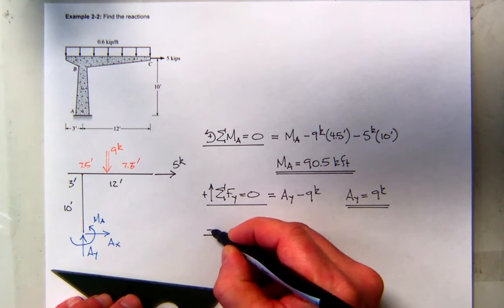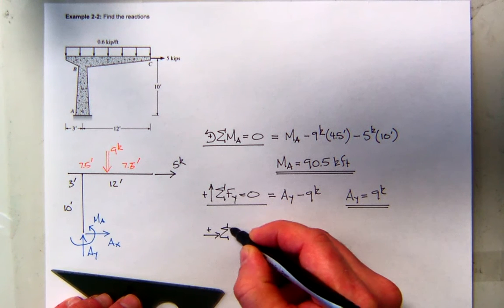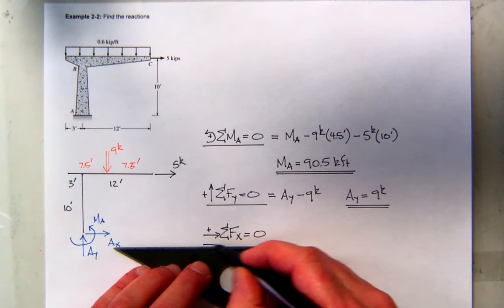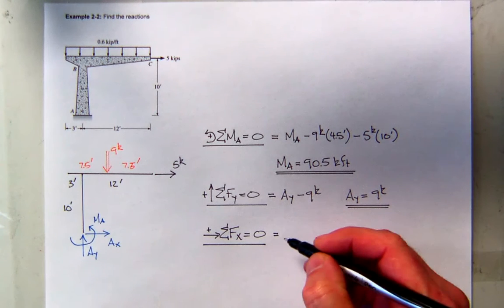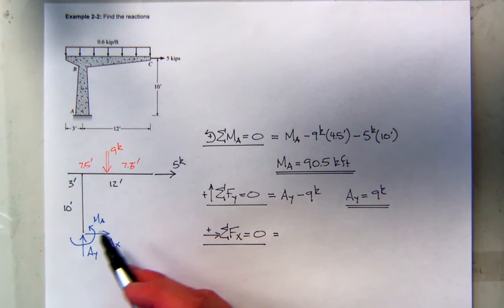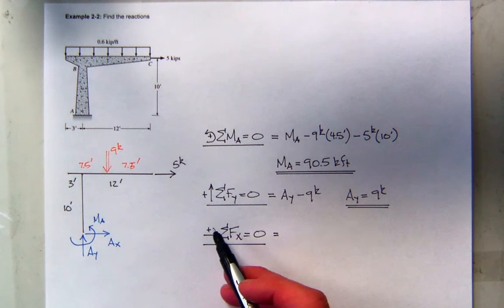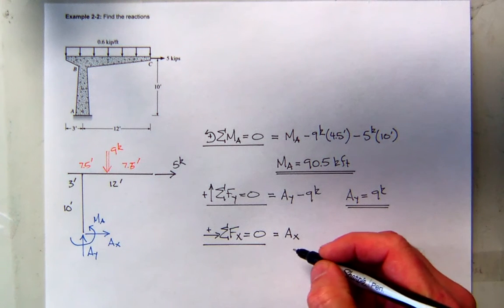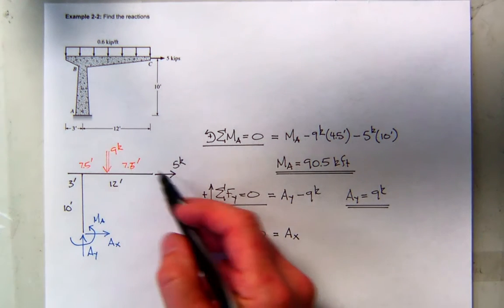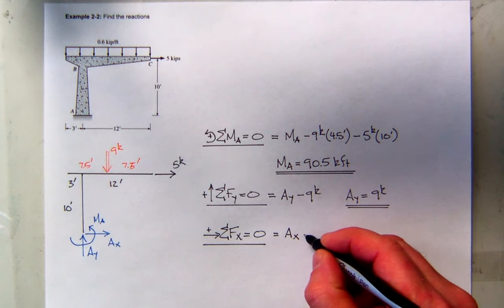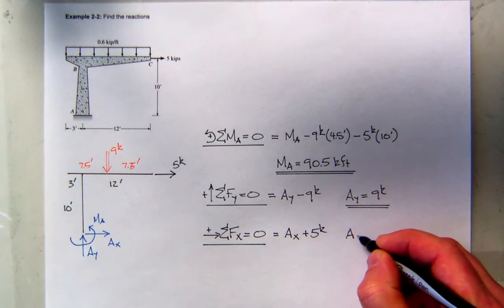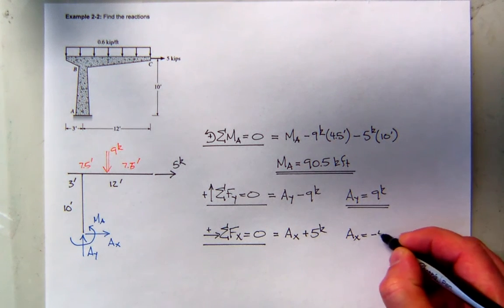And then last, we'll sum forces in the X direction. Make sure it's in equilibrium. So there's our statement. And what do we have in the X direction? So I assumed AX was acting to the right. That matches my sign convention. So I have AX. What else is in the X direction? Our 5. Is it positive or negative? Positive. So that's easy to solve too. AX is negative 5 kips.